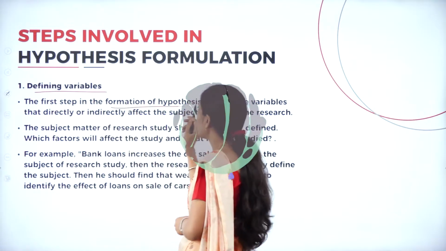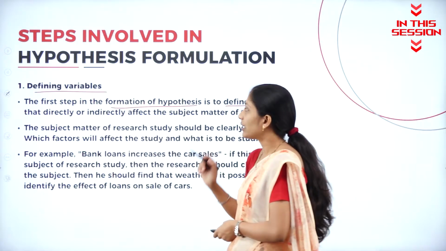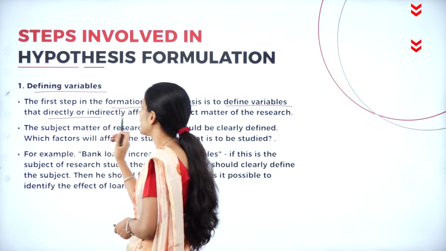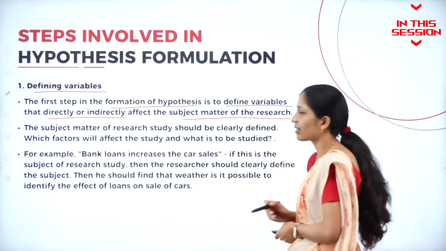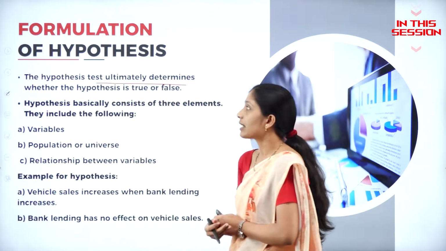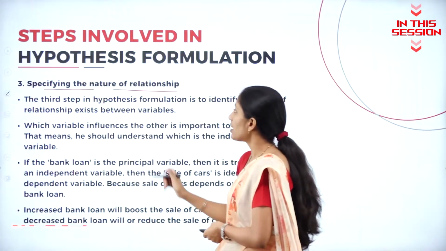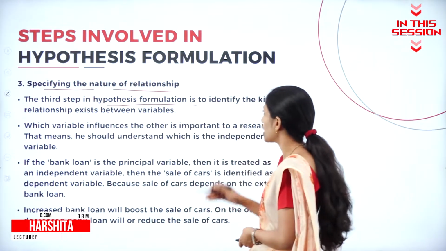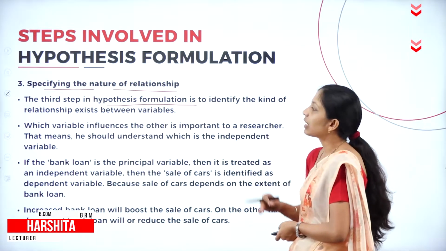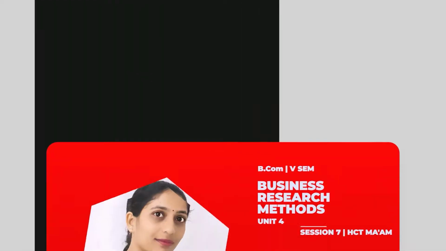The first step in the formulation of hypothesis is to define the variables that directly or indirectly affect the subject matter of the researcher. The hypothesis test ultimately determines whether the hypothesis is true or false. The third step in hypothesis formulation is to identify the kind of relationship that exists between the variables.